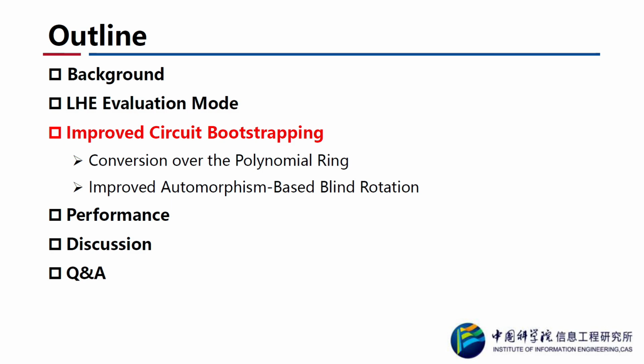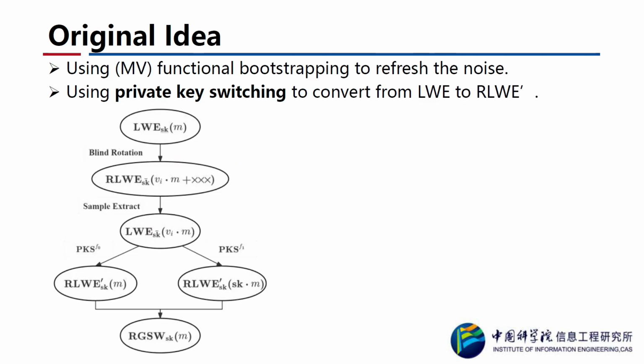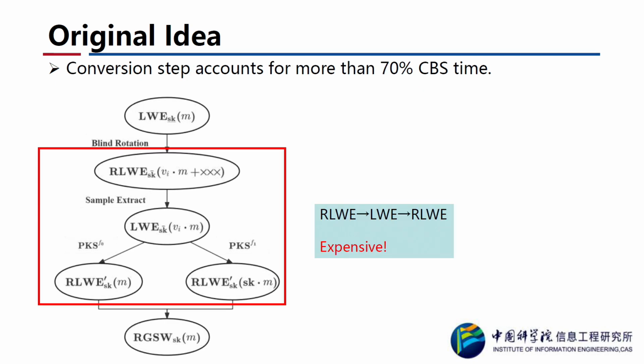Then I will introduce the original ideas of the circuit bootstrapping and our improved circuit bootstrapping. The original idea uses functional bootstrapping or multi-value functional bootstrapping to refresh the noise, and then uses private key switching to convert from LWE ciphertext to gadget RLWE ciphertext. Although the sample extraction is almost free, the repacking from LWE ciphertext to RLWE ciphertext is expensive. So the conversion step accounts for more than 70% of the circuit bootstrapping time.